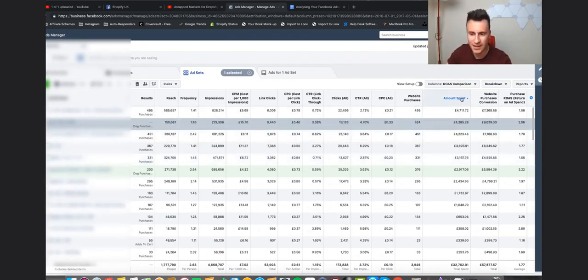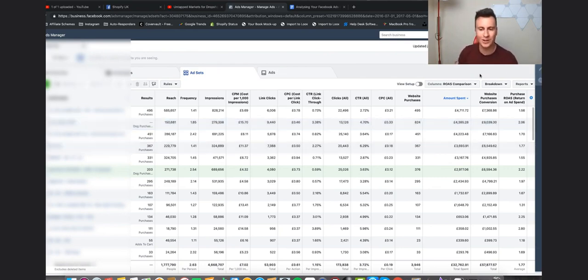So what we're looking at here is the amount spent, and we're going to be comparing this to the purchase ROAS, the return on ad spend. And we're looking for a correlation between the two to give us an idea of whether an ad set is going to go on and be successful or not, because that's one of the number one questions I get asked: how long should you run an ad set for, how much should you spend, how many days, and so on and so on.